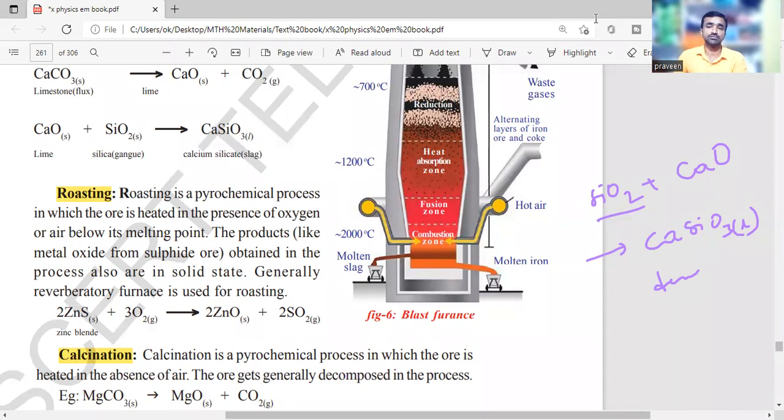Gangue, slag, both are the same, right? They are impurities. So this is about the smelting process.